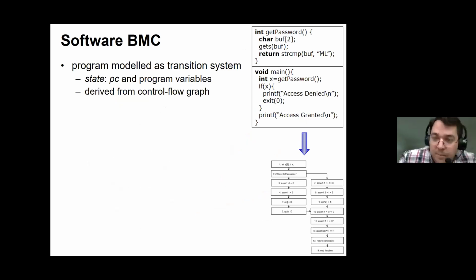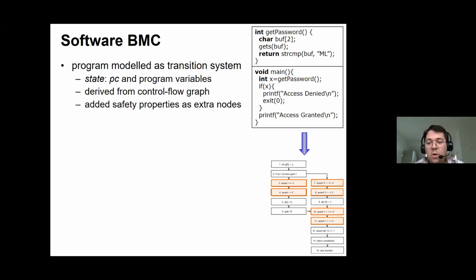And here I start with the basics, right? So about BMC of software. We model a program as a state transition system. In that state transition system, you have the initial state, the set of states, and the transitions that tell me how I can go from one state to another. In each state, I have the information about the program counter, in which location I am in the program, and also the program variables, the local and global variables that I have in the program. And then we derive that transition system from the control flow graph.